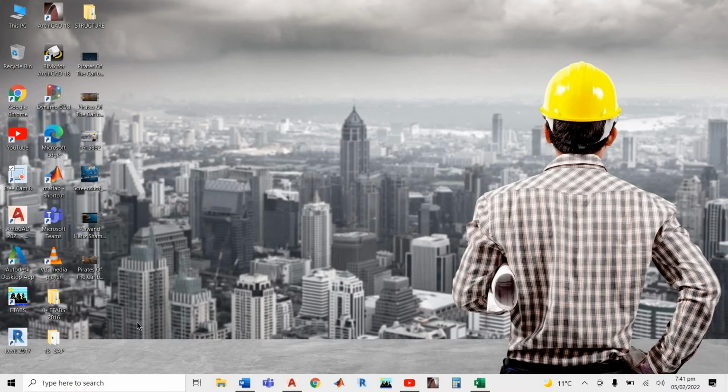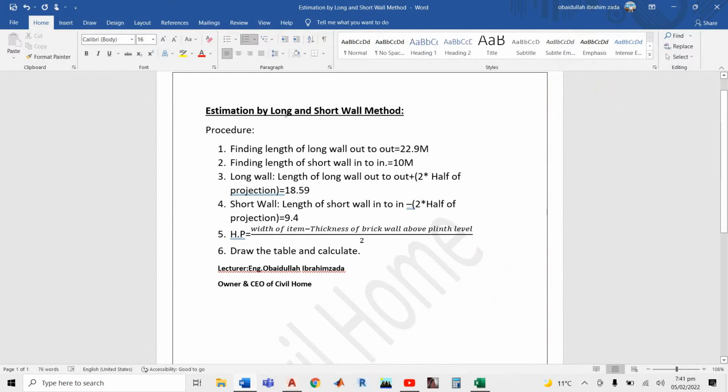The long wall and short wall method is a very simple method. We can find the quantity easily without wasting time. So first of all, in estimation by the long wall and short wall method, what is the procedure? The procedure is that first we have to find the length of the long wall out to out. Don't consider this value, because I already calculated all the data since it takes a lot of time. So the first thing is finding the length of the long wall out to out, and finding the length of the short wall in to in.